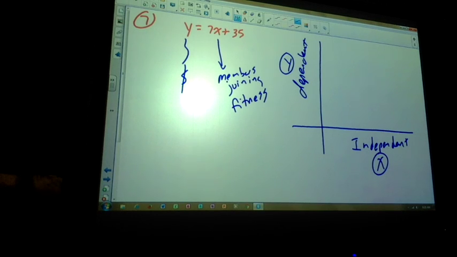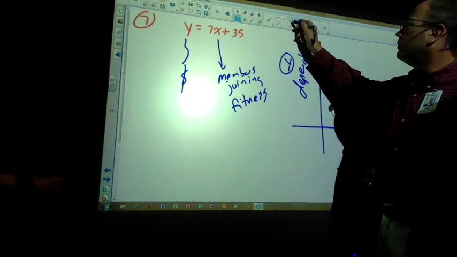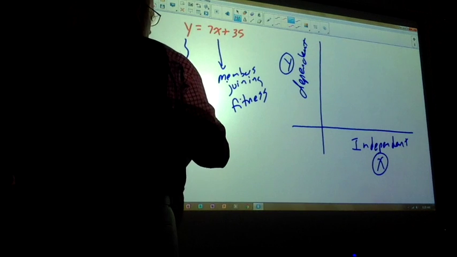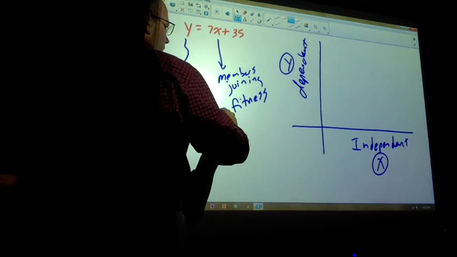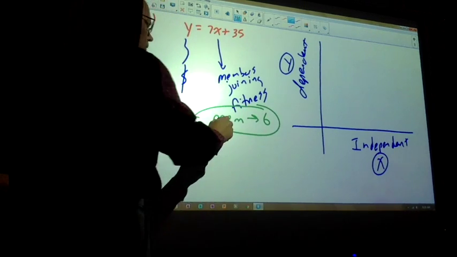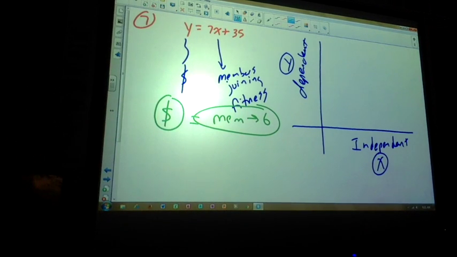Your group has enough money for up to 6 members to join the fitness club. Find the domain and range of the function. You have enough money for up to 6 people. So the domain is the x value, which is the independent variable.